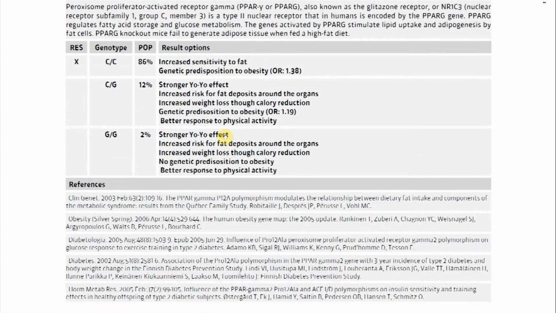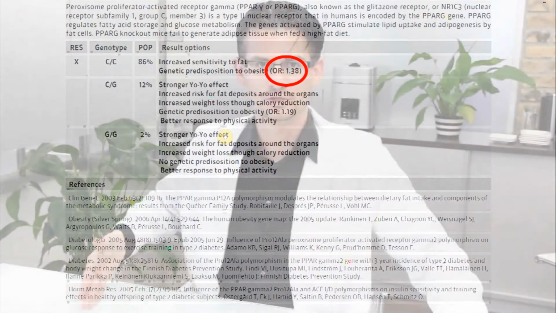And you see, if you have a CC here, that's 86% of the population, you have increased sensitivity to fat and also a genetic predisposition to obesity. As I've said before, some genes make you more prone to be obese, and this is one part of the whole story. So there's an odds ratio here.